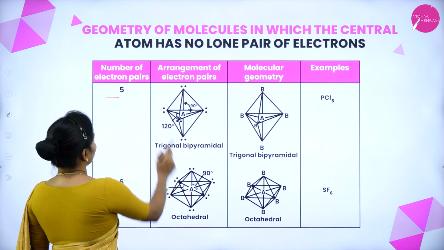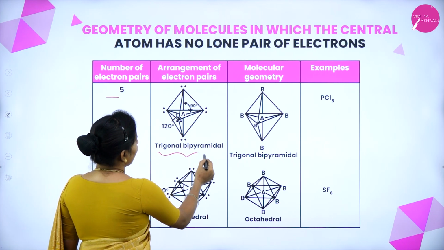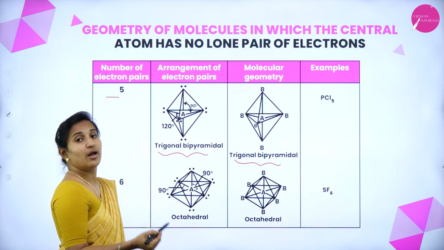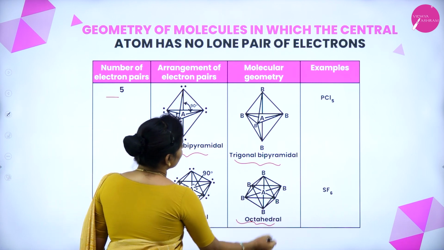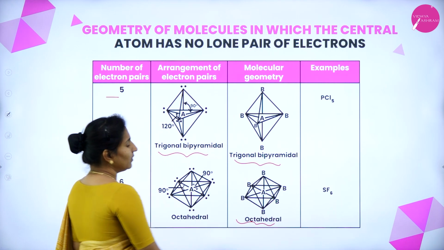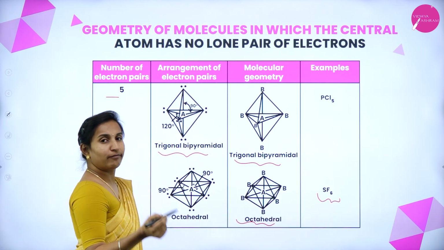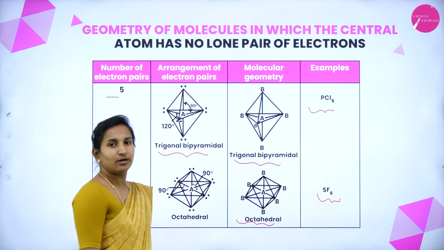The number of electron pairs 5 shows trigonal bipyramidal geometry, and the number of electron pairs 6 shows octahedral geometry. For example, sulfur hexafluoride. For 5 electron pairs, an example is phosphorus pentachloride.